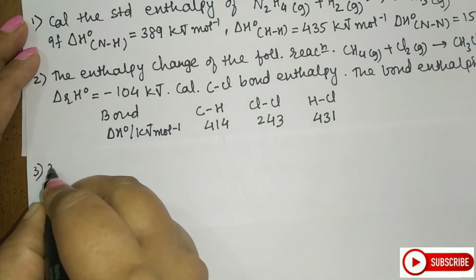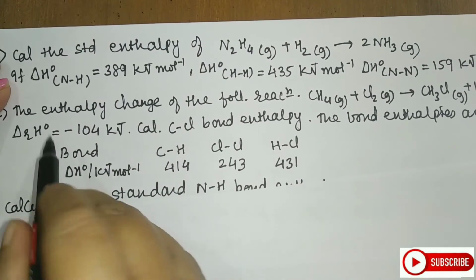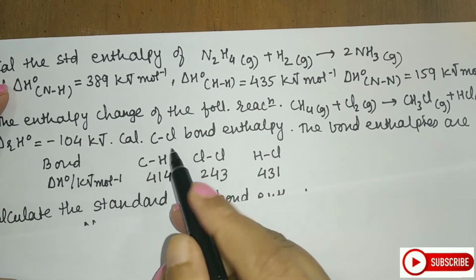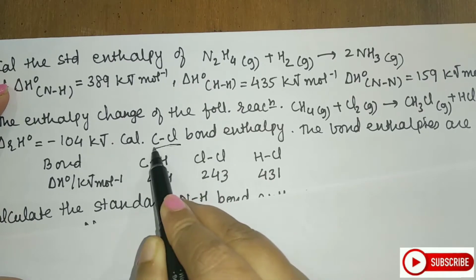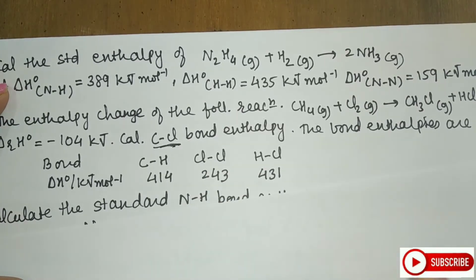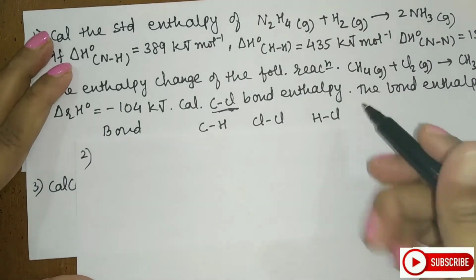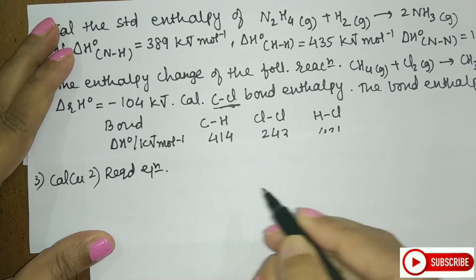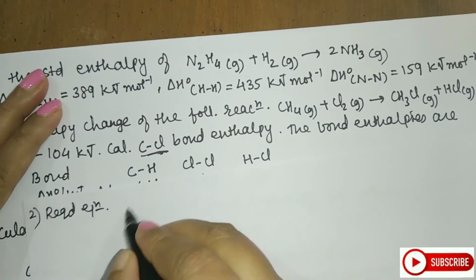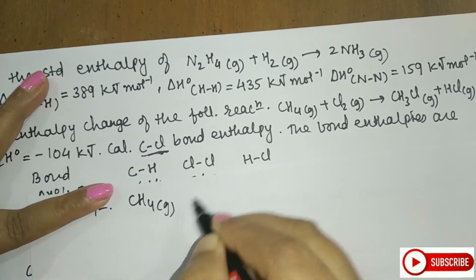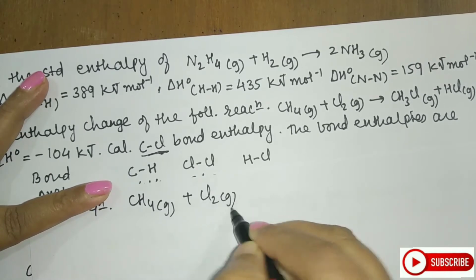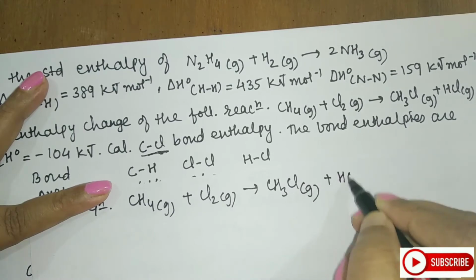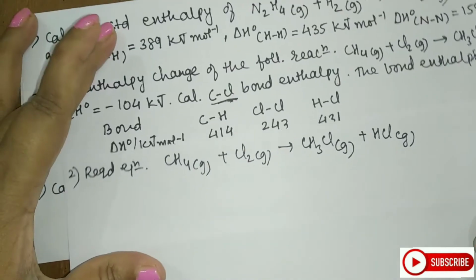Now here in the second problem, let us write the equation. Here the enthalpy change of the following reaction is given, and they are asking you to calculate the C-Cl bond enthalpy. So the procedure is the same. Let us write the required equation first. The required equation, students, is CH4 gas plus Cl2 gas gives chloromethane and HCl. I have checked the reaction is balanced.